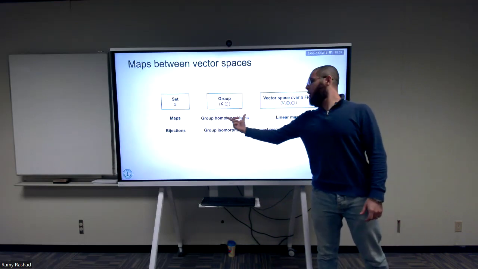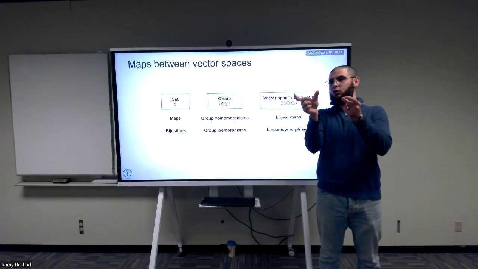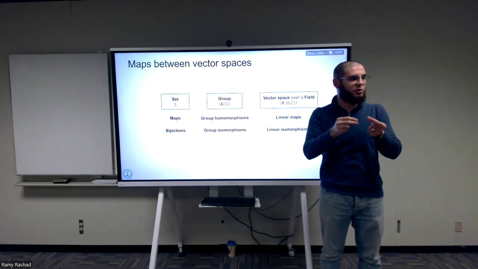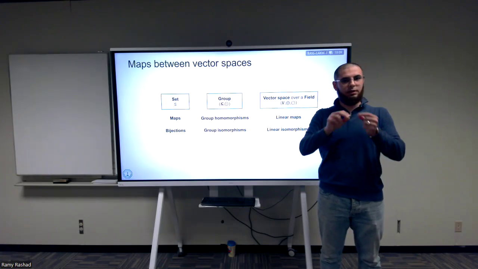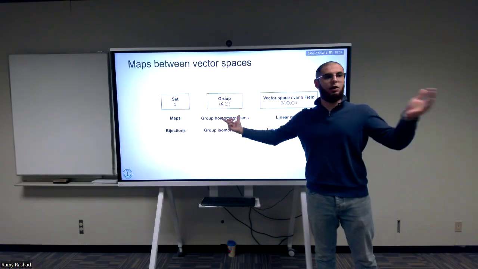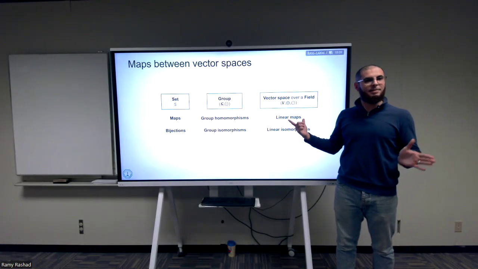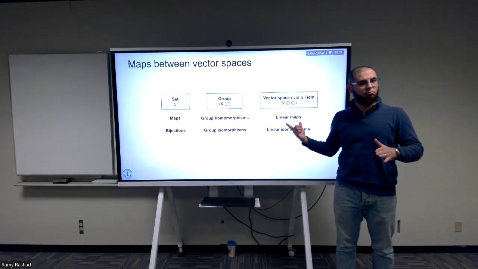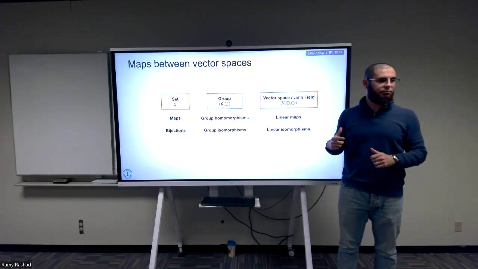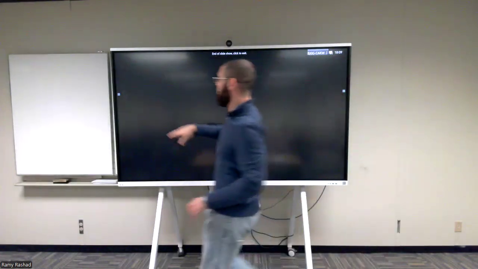And similar to when we wanted to have a group homomorphism, we need to have a certain condition that respects the group structure. This is exactly how you say it: the condition for a group homomorphism respects the group structure. Linear maps will be exactly the maps that respect the vector space structure. So this is just an outline of what we're going to be doing now on the board.